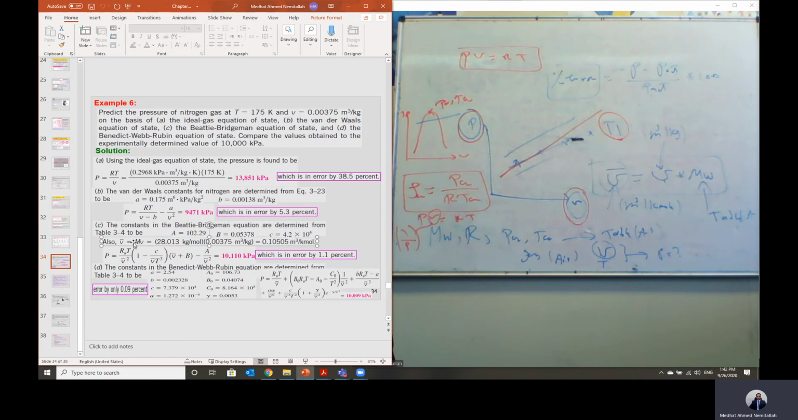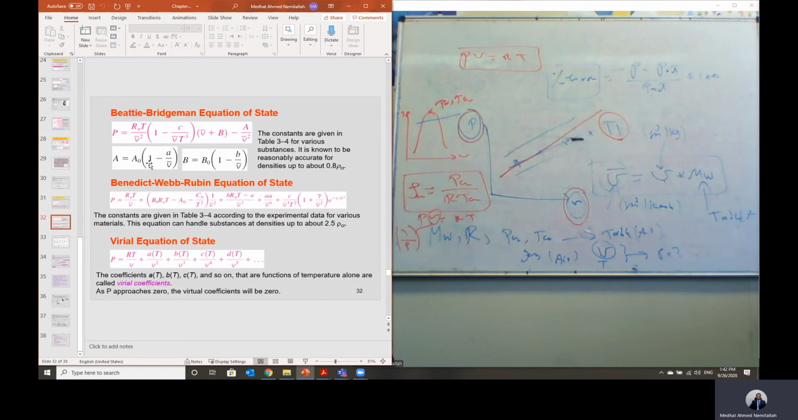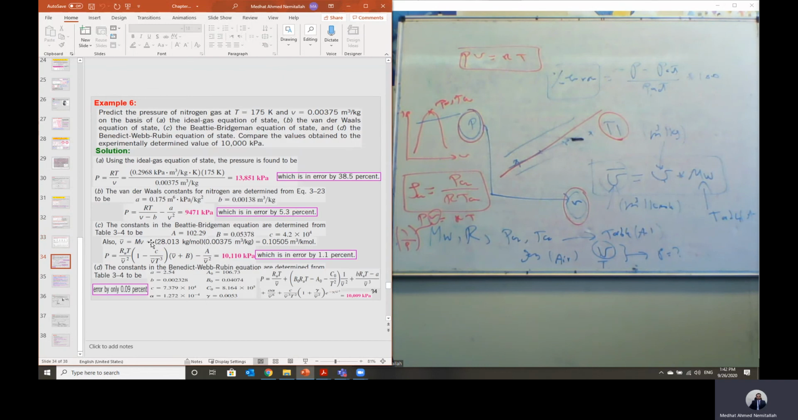Then the equation is a function of the molar specific volume. The molar specific volume is equal to the molecular weight multiplied by the given specific volume. The molecular weight is from table A1, so we can calculate the molar specific volume. Then substitute in the equation to calculate the pressure. Now you can see here the error has dropped down to 1.1%.